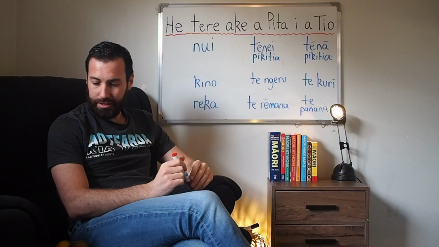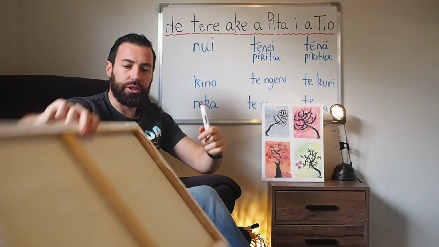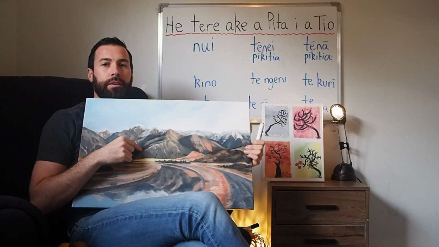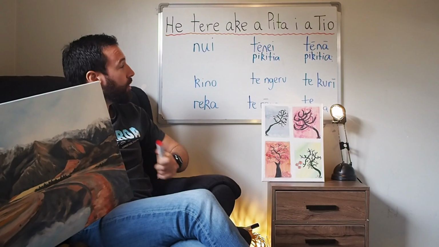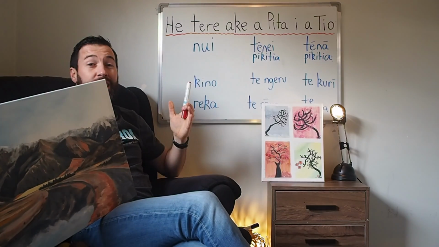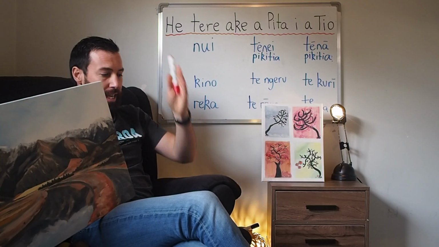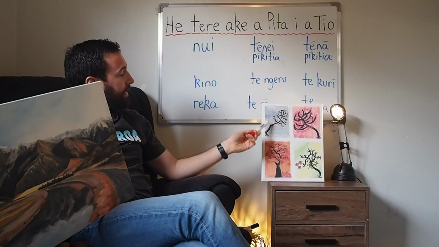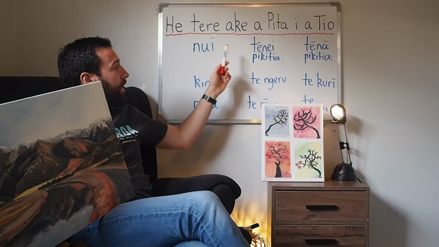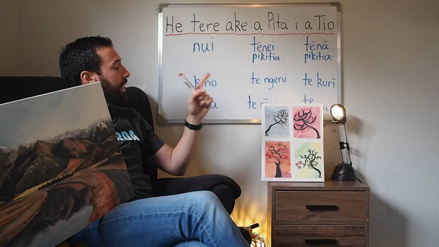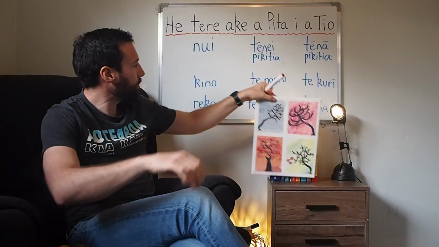So what if we were going to say, let's grab this picture here and put it up here, and grab this picture, and I want to say to you, this picture is bigger than that picture. What would that look like? Well, let's go to our board. We might say, he nui ake tēnei pikitia, i, separating them, tēnā pikitia. Let's say that together. He nui ake tēnei pikitia i tēnā pikitia. Pai?